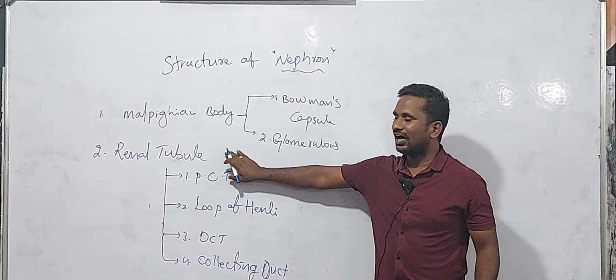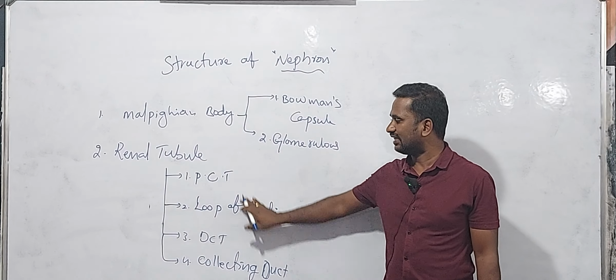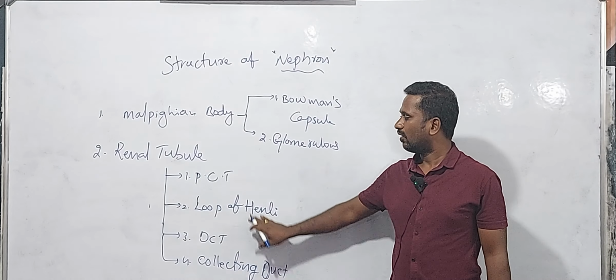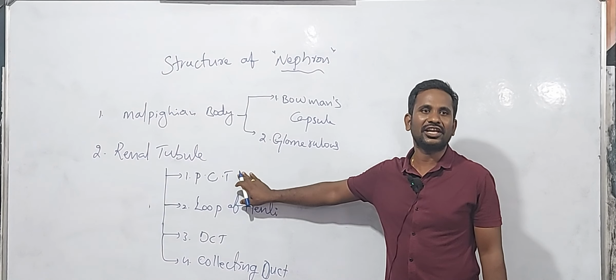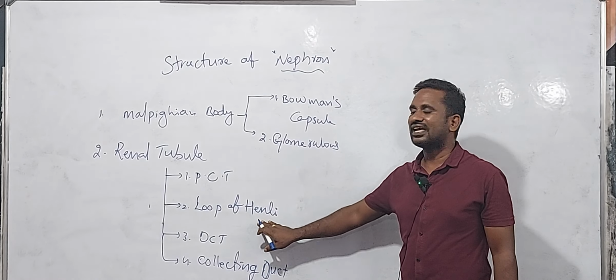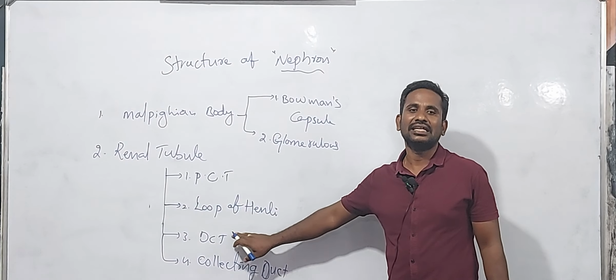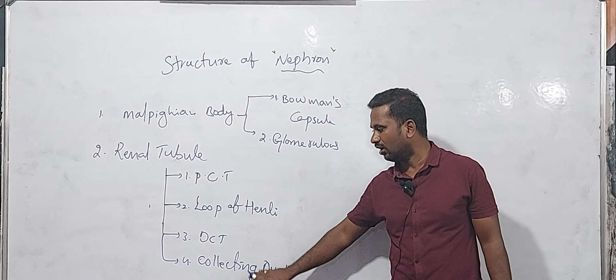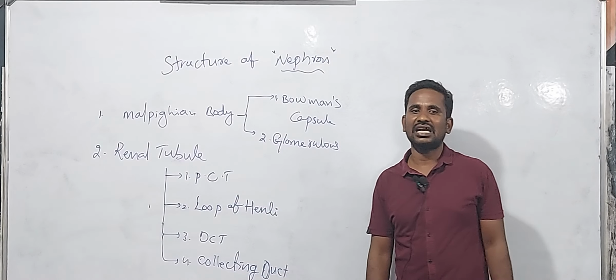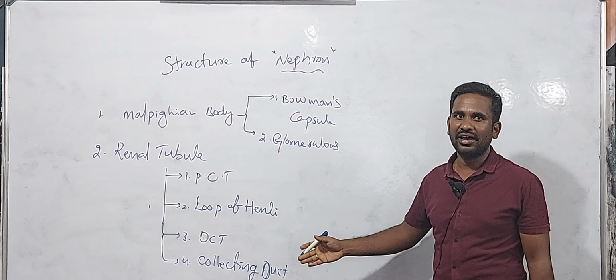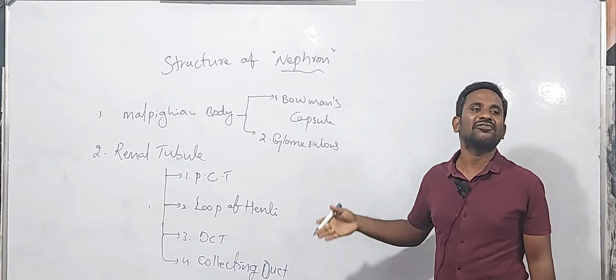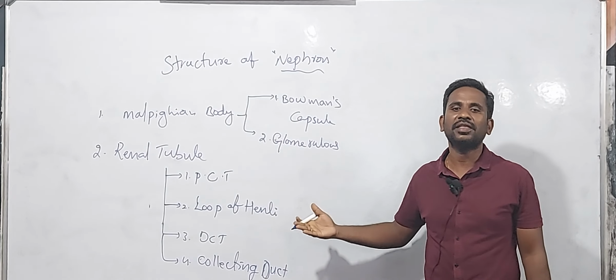So the renal tubular region consists of mainly four portions. One is the proximal convoluted tubule. Second one is the loop of Henle. Third one is the DCT, distal convoluted tubule, and the fourth is the collecting duct. In this manner, the blood is filtered and it forms the urine.